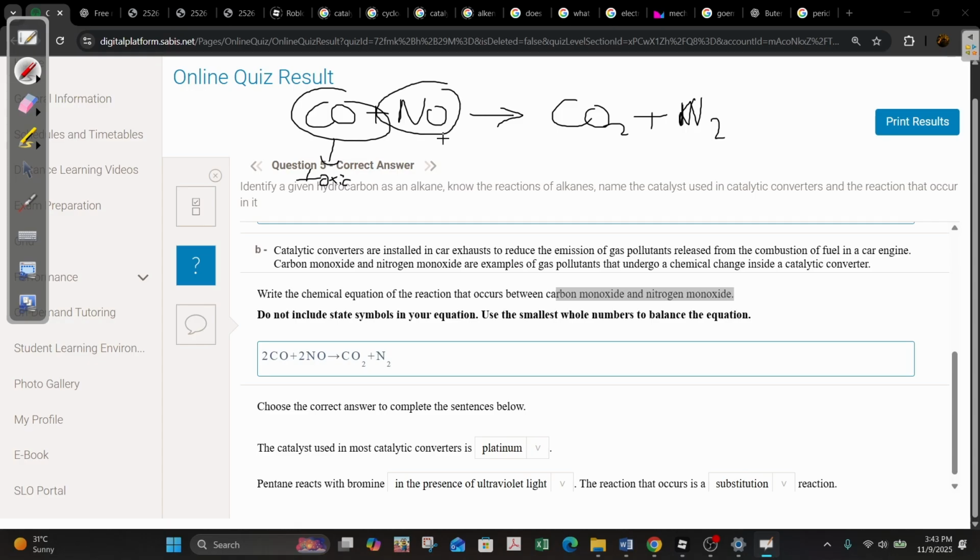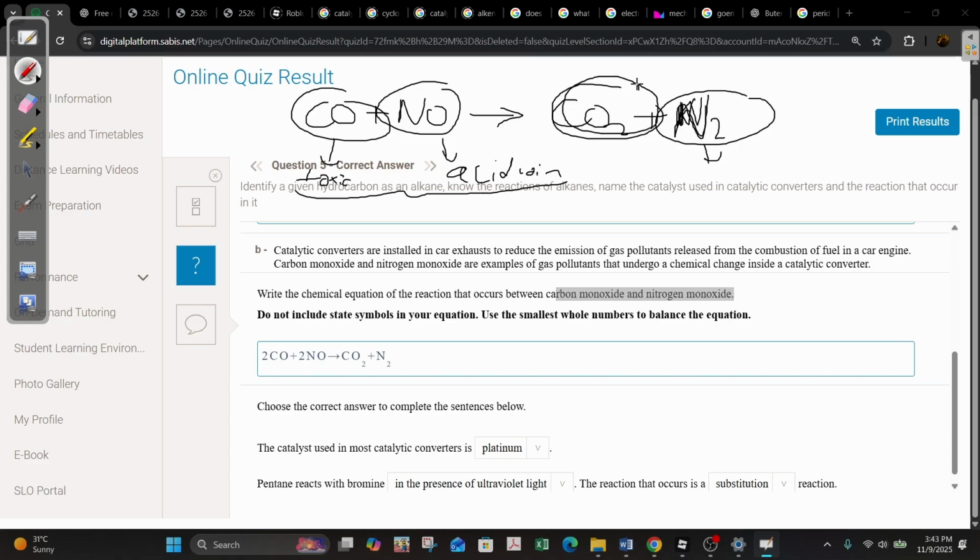And nitrogen monoxide can cause acid rain, and these are really bad things for humans. So we convert them to CO2 plus nitrogen. Nitrogen is in the air, it's very harmless. Carbon dioxide is less harmful than CO and NO by a big amount. Even though it does contribute to global warming, it does it at a very slow rate. So it's not that harmful. Okay.